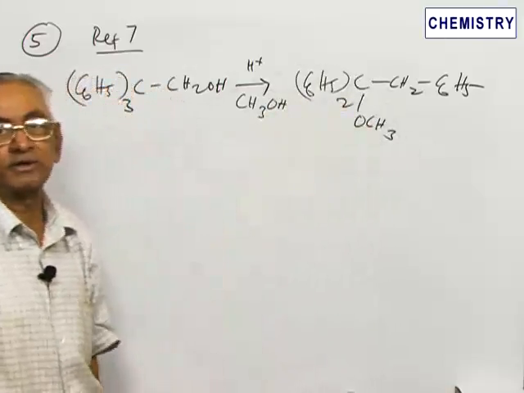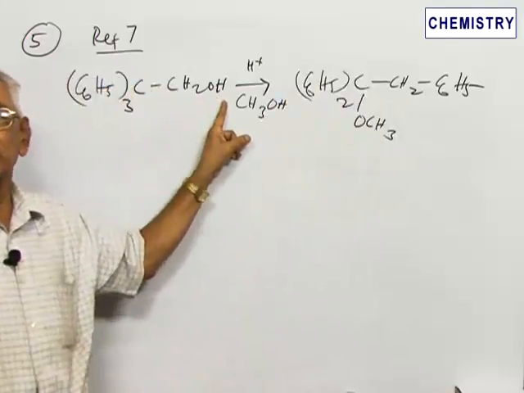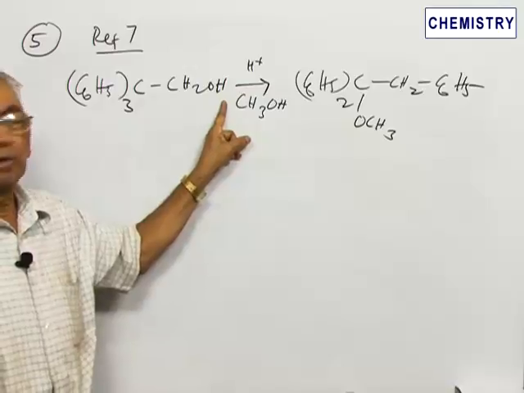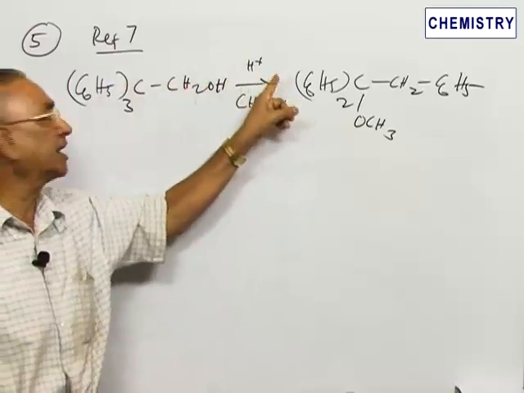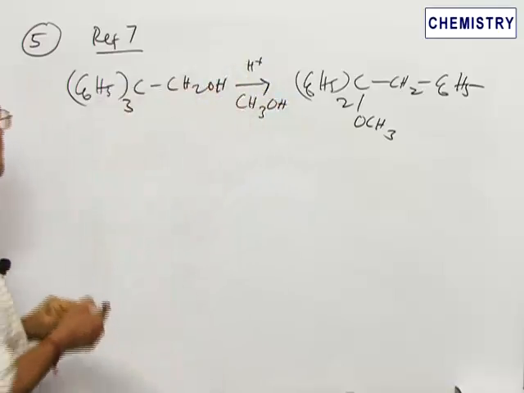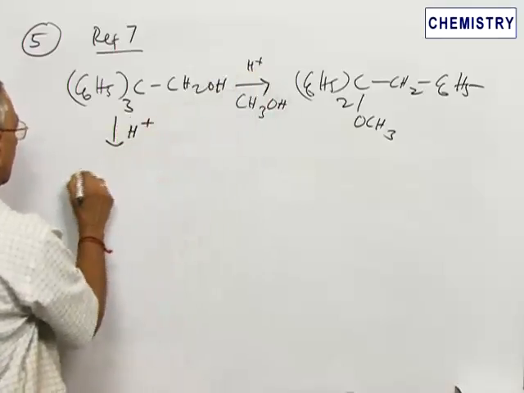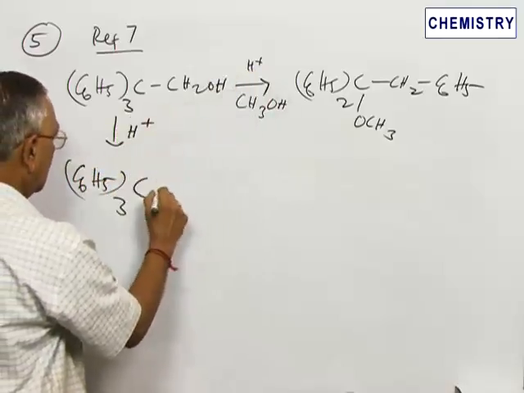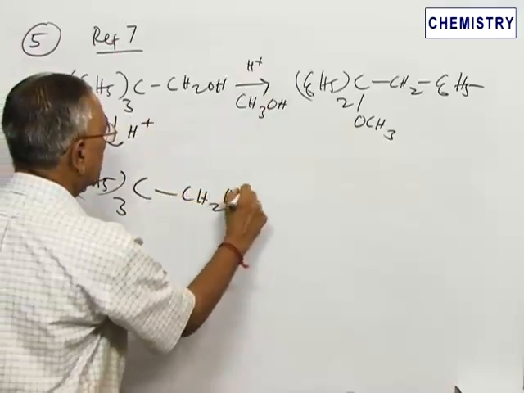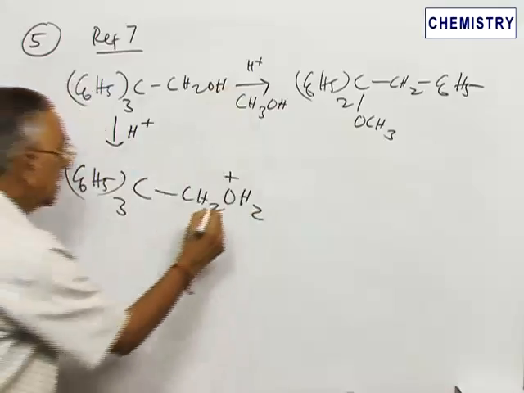So when you look at that question, we find that OH, as we know, is a very poor leaving group. In order to make it a good leaving group, the OH is treated with acid. So the first step, when it is treated with acid, will give (C6H5)3C-CH2-OH2+. Instead of the OH here, one proton will be added.